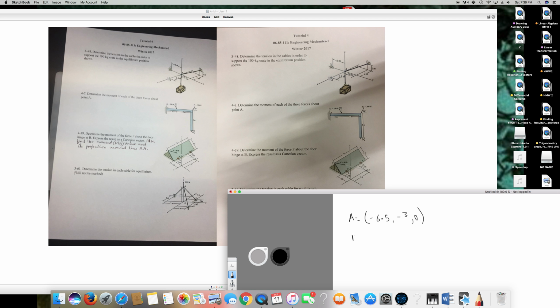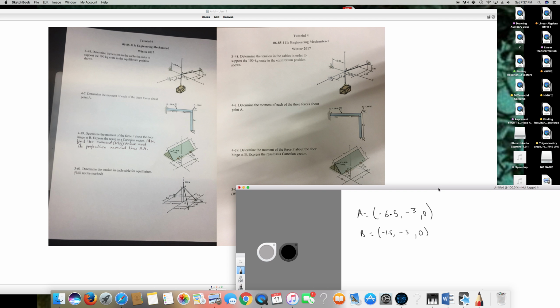And B, if I note down B, it's 3 feet away, like for the x value it's 1.5 feet away, so it's going to be negative 1.5, and 3 feet away from the y-axis, so it's negative 3, and there's no height for B, so z is 0.